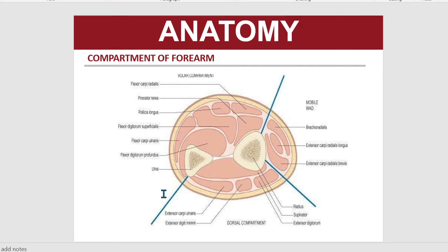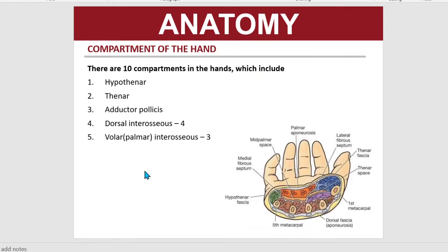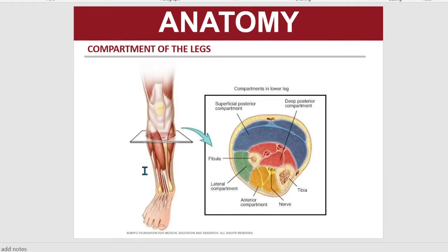So let's take for example the compartments of the forearm. We have the lateral, the medial, and the dorsal compartment. We call this the mobile wad on the lateral side. So these are the components, but we will not focus on that. We will go directly to the compartments of the leg.